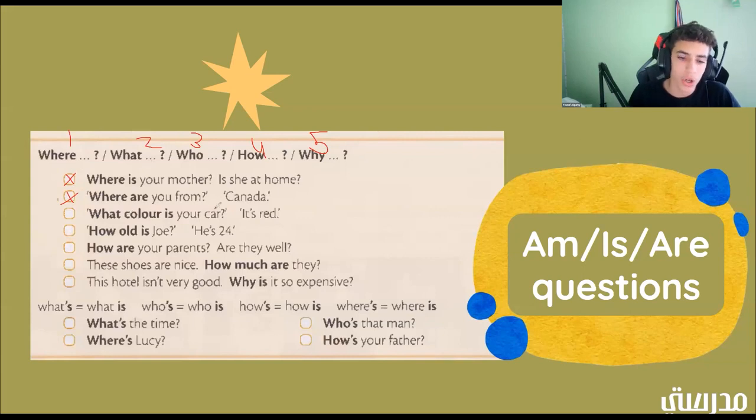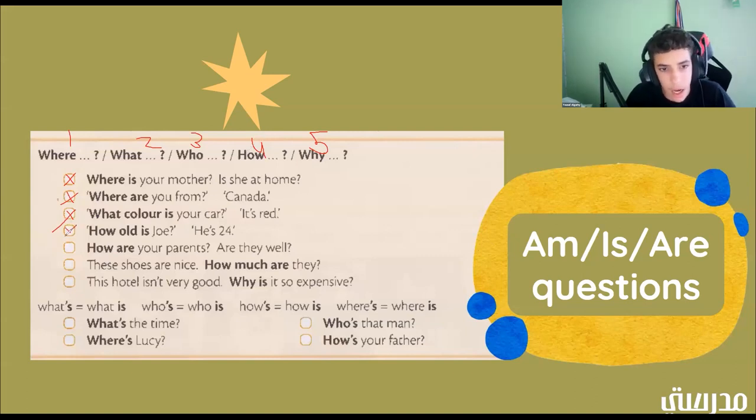What color is your car? It's red. What color? What group would that be part of? 2. Good job. All right. Okay. How old is Joe? He's 24. How old? Which one is that one? It's 3. Oh, no, it's 4. Yeah. Okay. How old is Joe? It starts with how, so it would be 4.